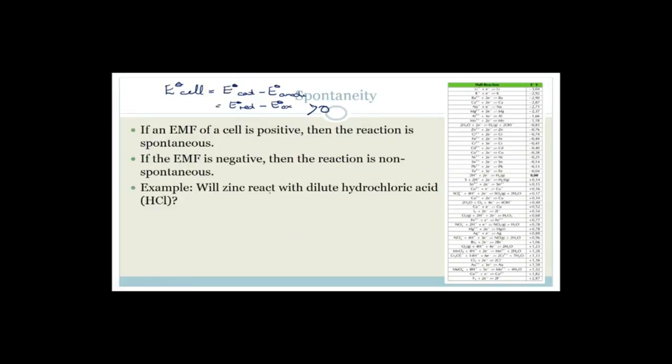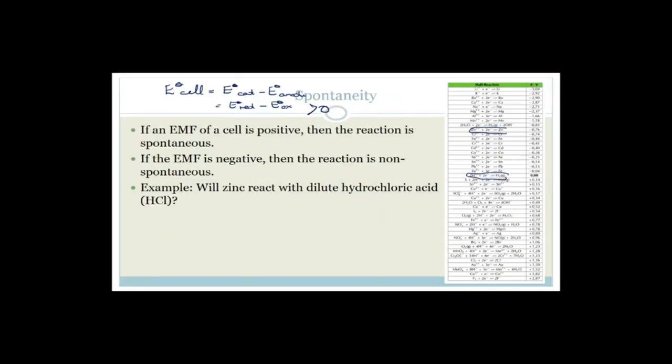Another example: will zinc react with dilute hydrochloric acid, HCl? So let's go find zinc. Here is zinc. Now we want dilute hydrochloric acid. If you want hydrochloric acid, do you agree that it breaks up into hydrogen plus ions and Cl minus ions? So you'll actually be reacting zinc with hydrogen plus ions, and the hydrogen plus ions are over here.